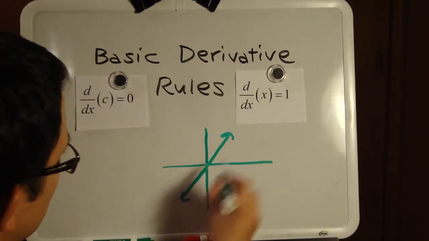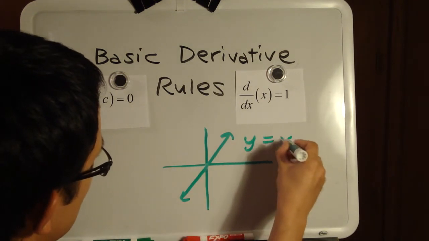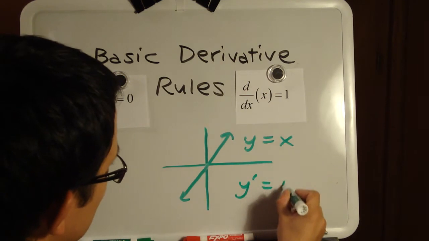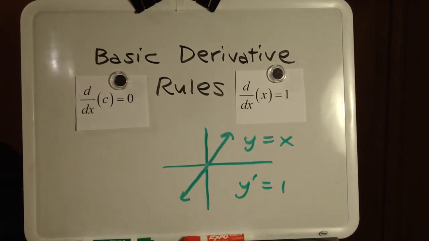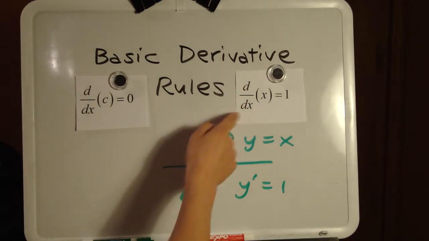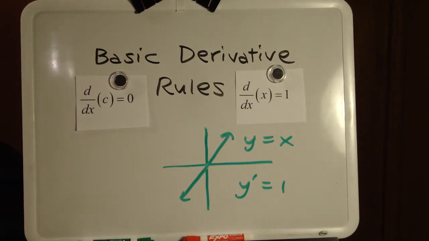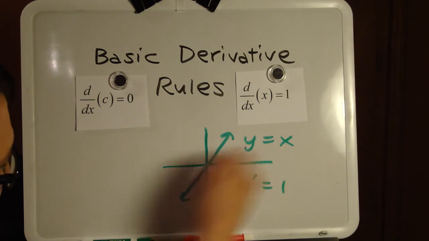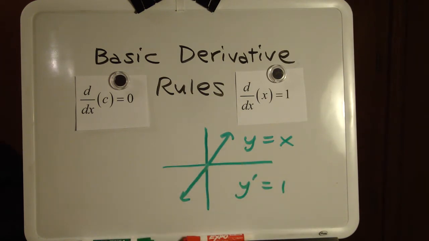So this again is a very familiar function in mathematics. So when y is equal to x, notice that the slope of that line is 1. Right? So the derivative here is equal to 1. So this is the operator notation for the derivative, and we read this as the derivative of x equals 1, and here if y is equal to x, y prime is equal to 1.